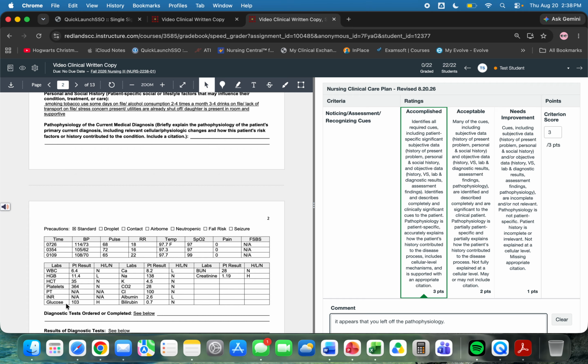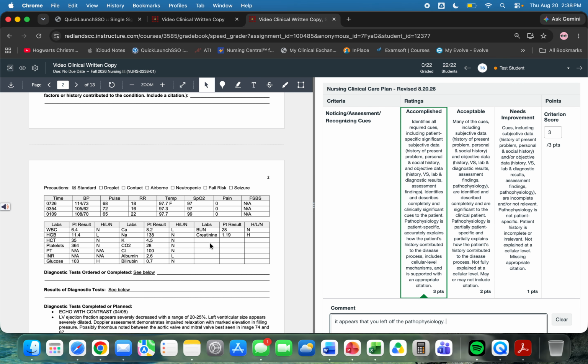We want to see maybe a white blood cell count from admission to the current time. So if they can do that, that's also excellent.